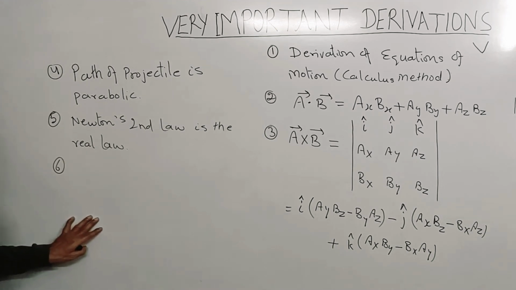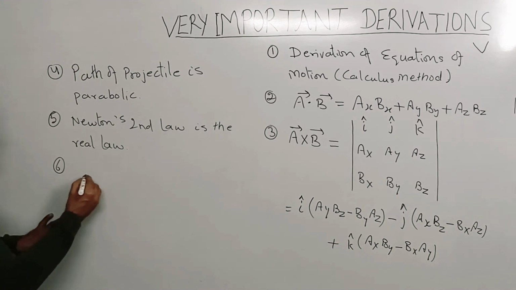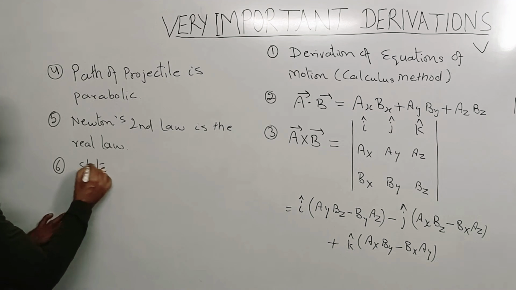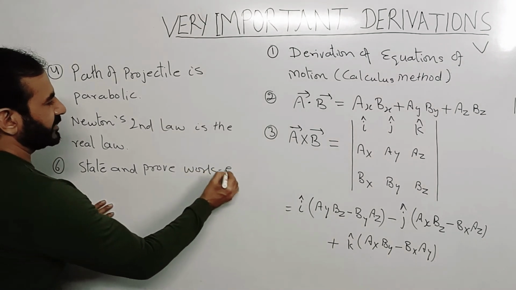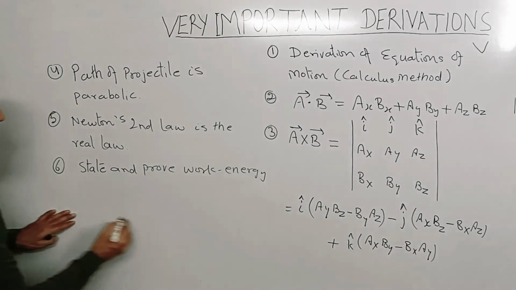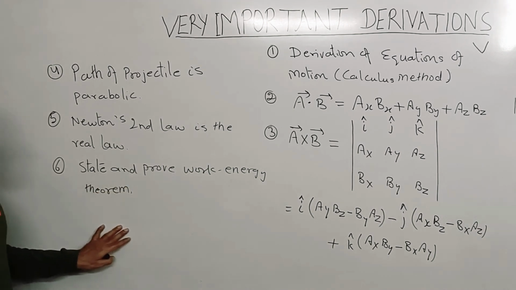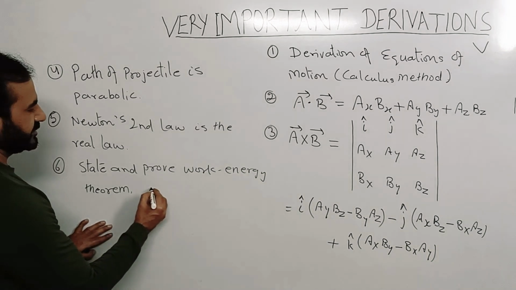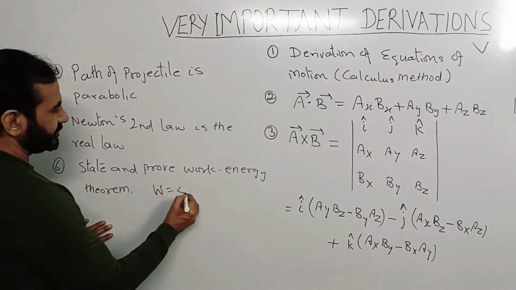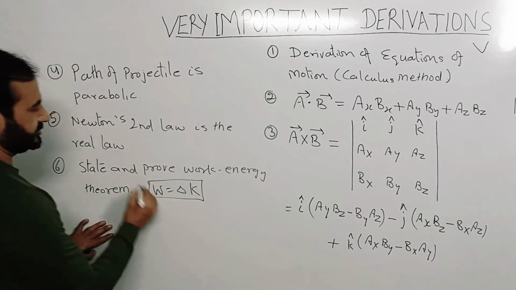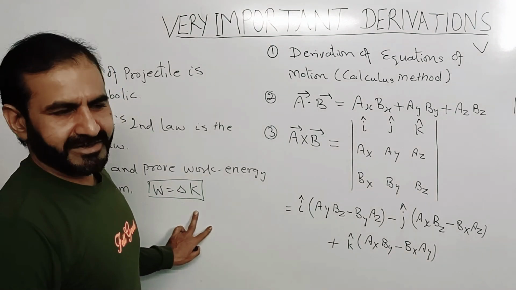Number 6, from work, energy and power: state and prove work energy theorem. You have to state it and then prove it, which is change in kinetic energy equals work done, W equal to delta K in short, or say work done is equal to final kinetic energy minus initial kinetic energy. Okay.